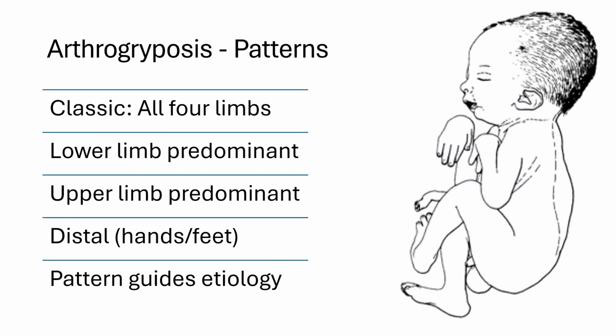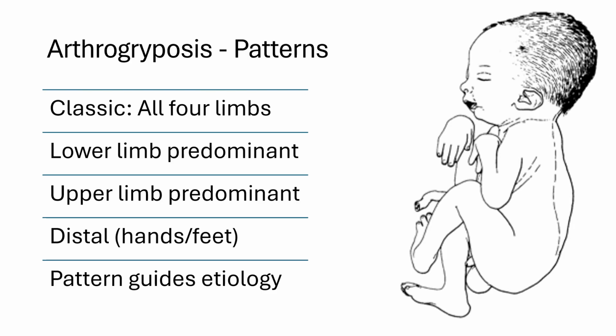Learning to recognize the different patterns of arthrogryposis involvement helps you understand the underlying pathophysiology and guides your approach to both diagnosis and treatment. Think of these patterns as providing clues about what type of problem caused the decreased fetal movement, much like how a detective uses evidence patterns to solve a case. The classic pattern involves all four limbs with symmetric involvement, creating the most extensive presentation where both arms and legs show multiple joint contractures.